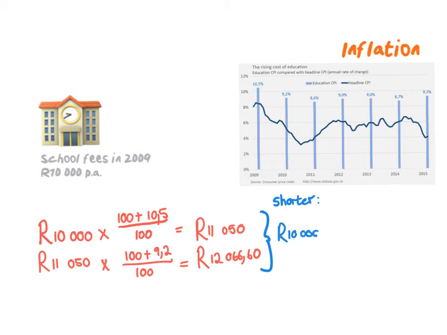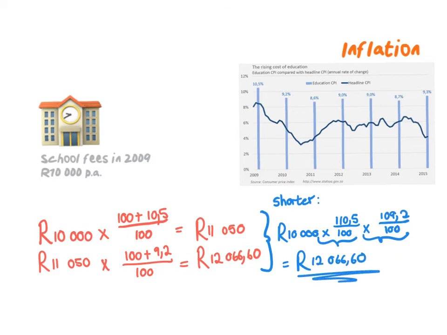R10,000 multiplied by 110.5. You don't always have to say 100 plus 10.5. You can just do it like this. And for the next year, it's 109.2. Can you see that I'm doing the first year and the second year all in one step? And then I get my final answer of 12,066.60 straight away.